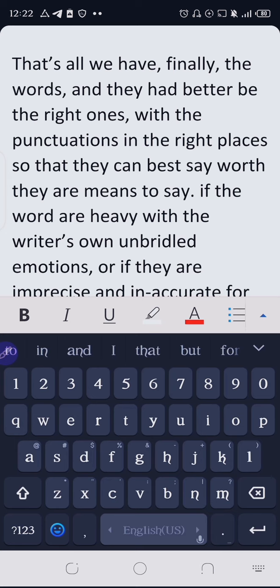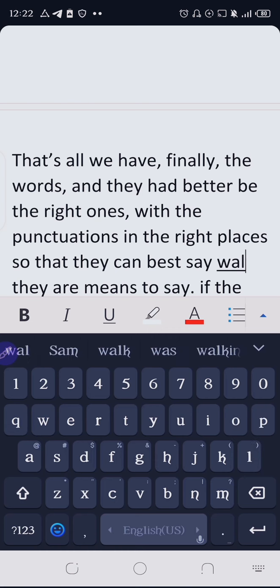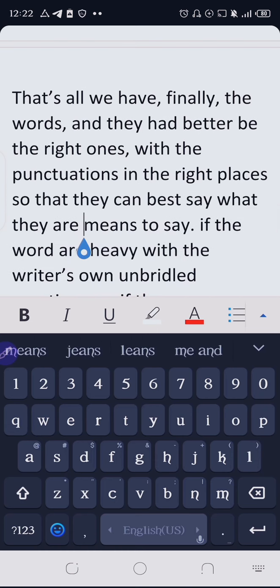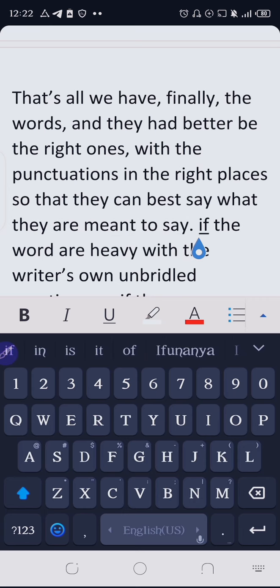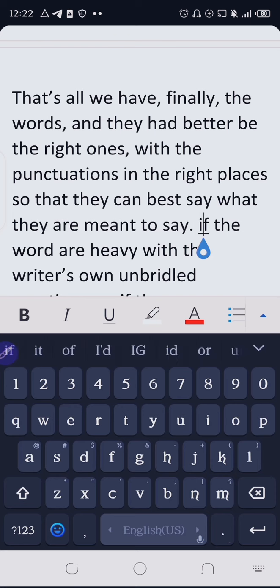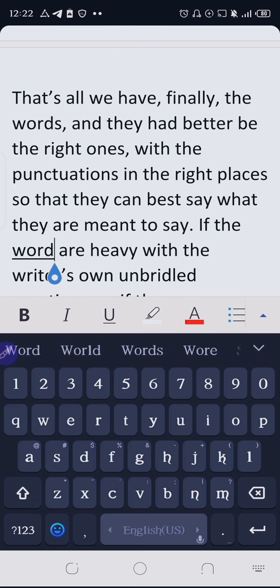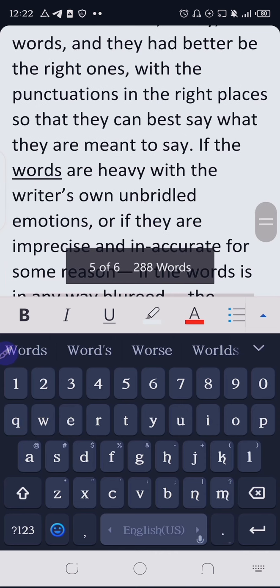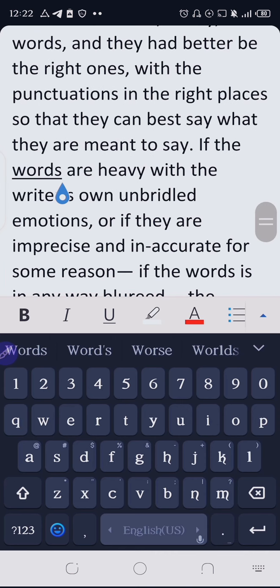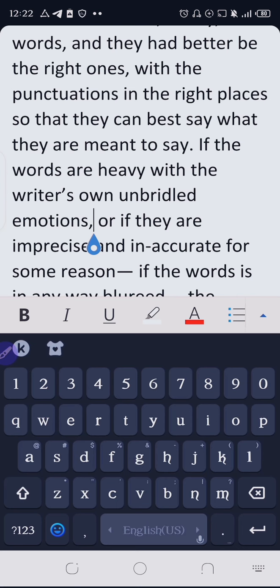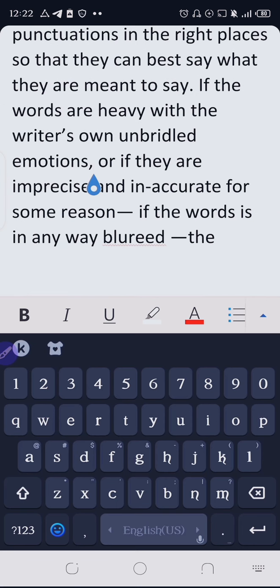Now, say what, oh, that's a wrong spelling on my part, what they are meant to say. What they are meant to say. So if the words, definitely, if the words are heavy with the writer's own unbridled emotions, or if they are imprecise and inaccurate. So look at this.